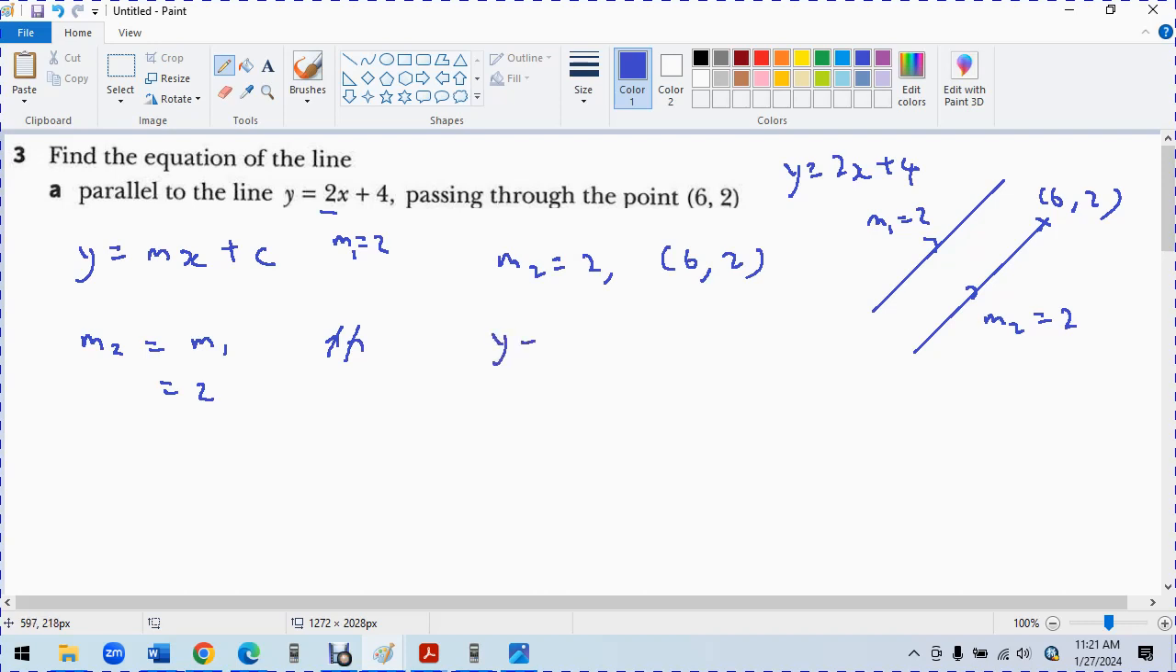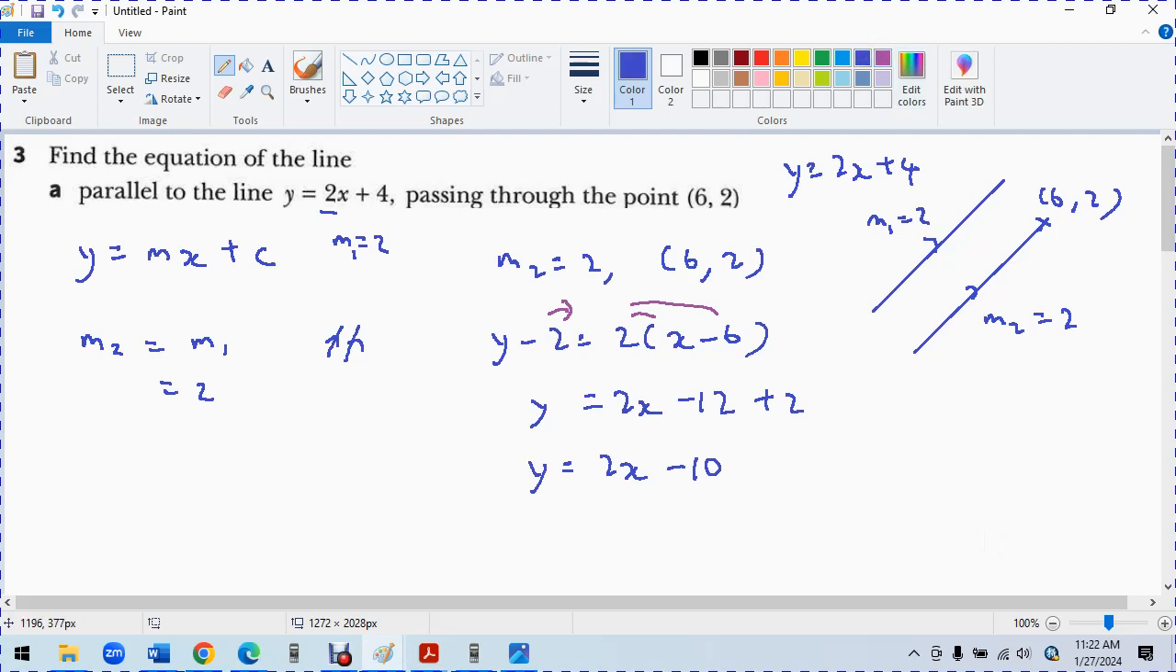So we have y minus 2 equal to 2(x minus 6), which is 2x minus 12 plus 2. So y equal to 2x minus 10. Okay, so we expand and move the terms. So this is the solution.